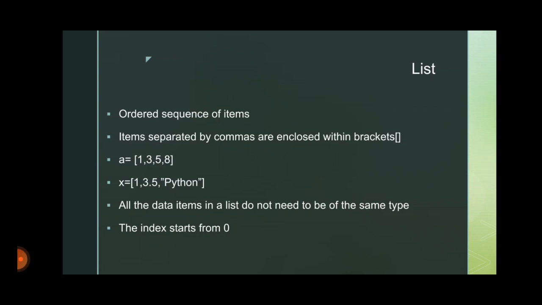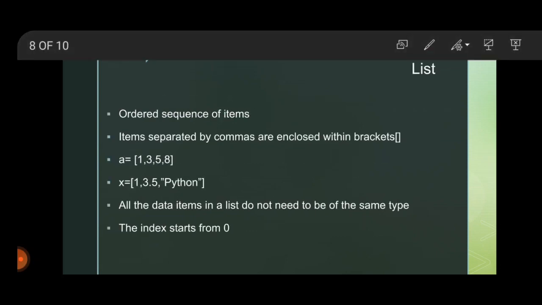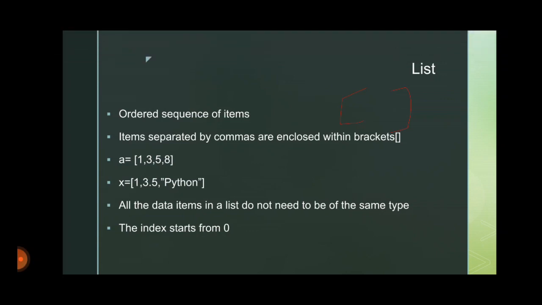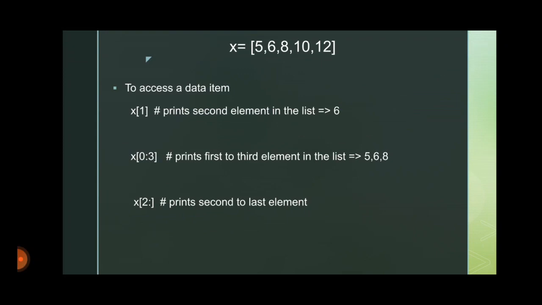To access these values, we can use an index. Index can be specified in square brackets. In a list, the members are included in square brackets, and to access these values, we can also use square brackets. Then, how is it accessed?